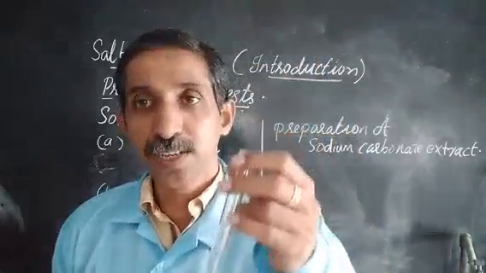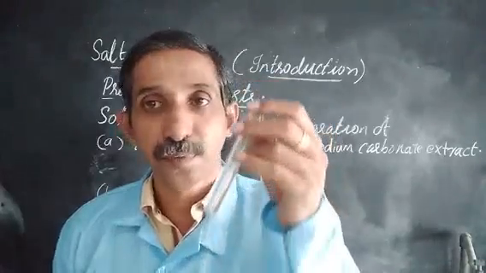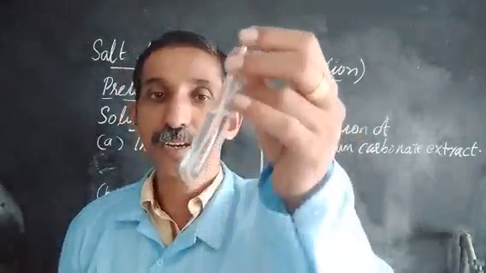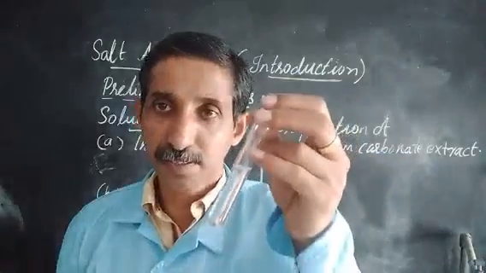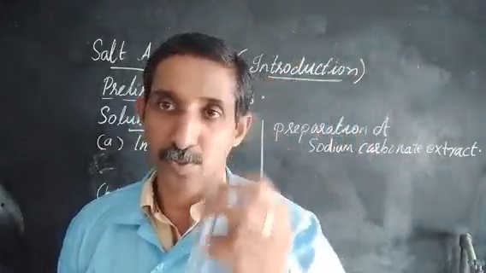If you are not getting a precipitate, then that is indicative of presence of NH4 plus ion. So here in this case we have got no precipitate. That means the salt given to us is an ammonium salt.